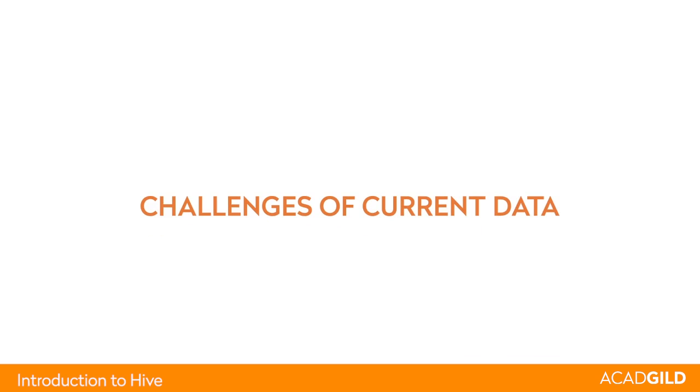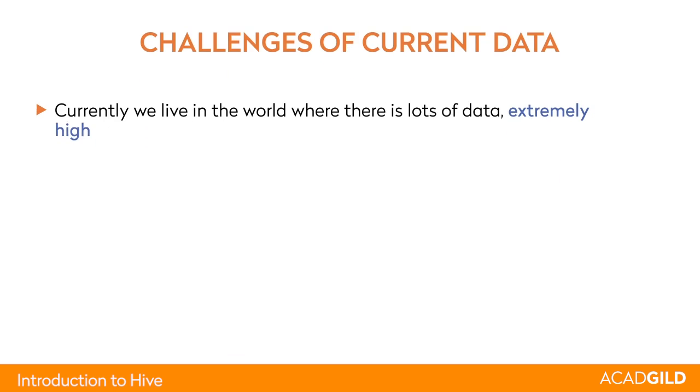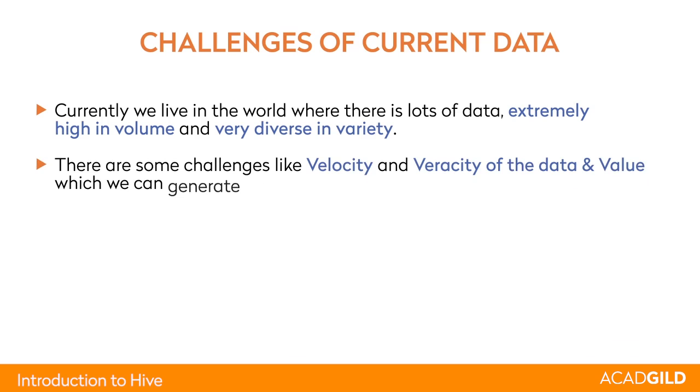The very first thing is, what exactly is Hive? In order to understand the true meaning of Hive, let us take a step back and revise what exactly are the challenges of current data. Currently, we live in a world where there is lots of data, extremely high in volume and very diverse in variety. On top of that, there are further challenges like velocity of data, veracity of data, and the value which we can generate out of data.